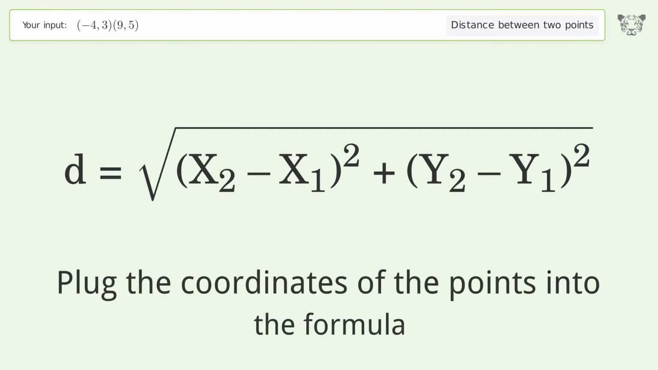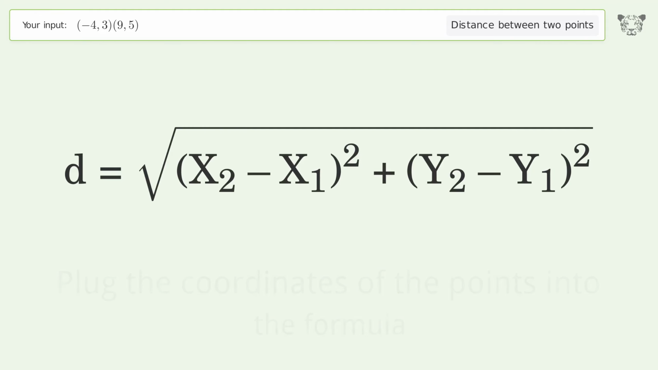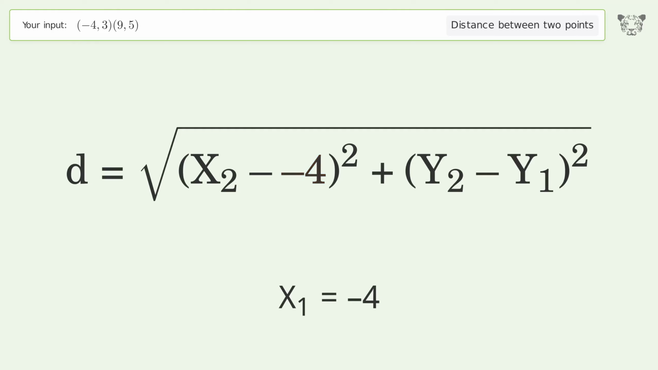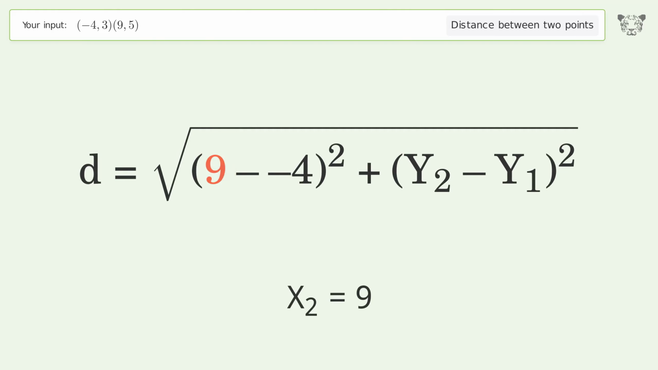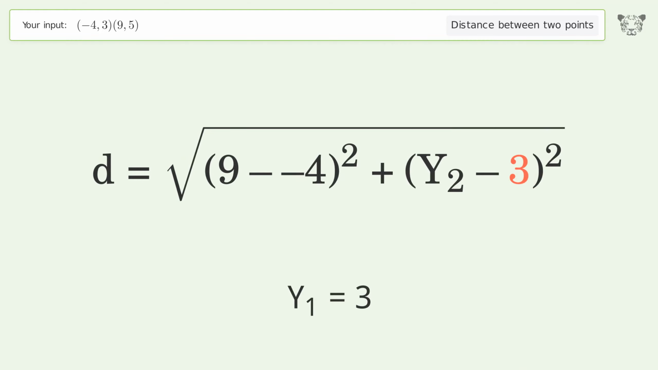Plug the coordinates of the points into the formula. x1 equals -4. x2 equals 9. y1 equals 3. y2 equals 5.